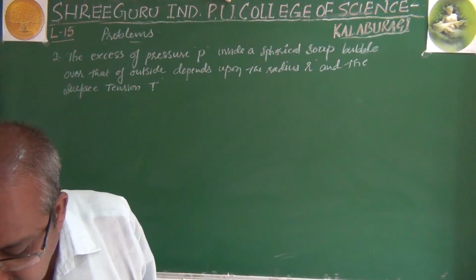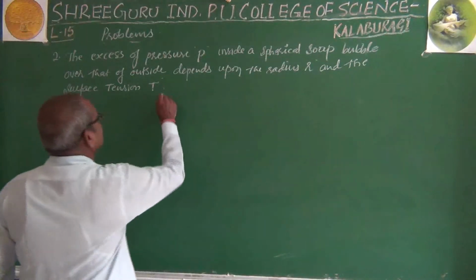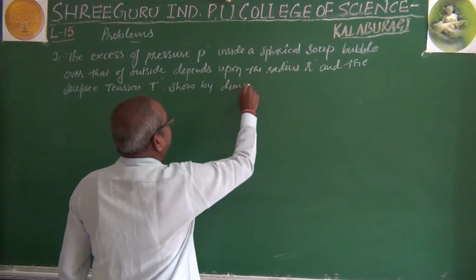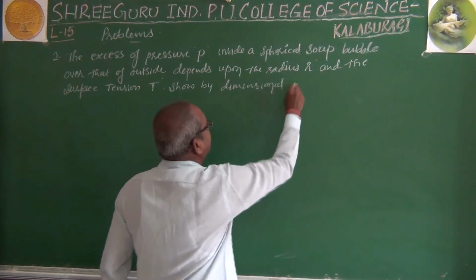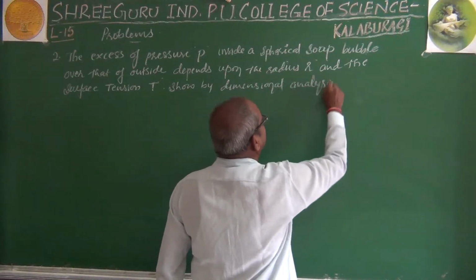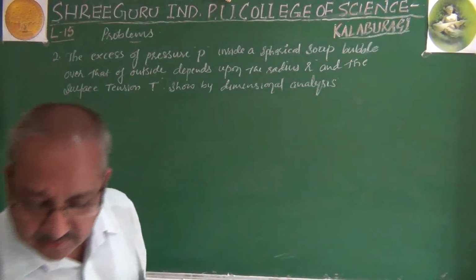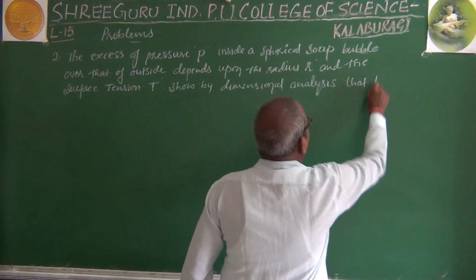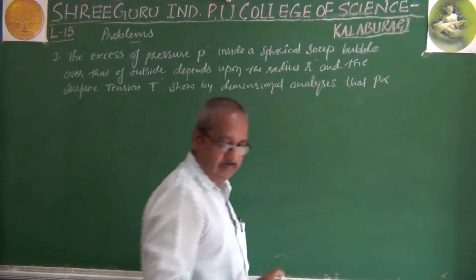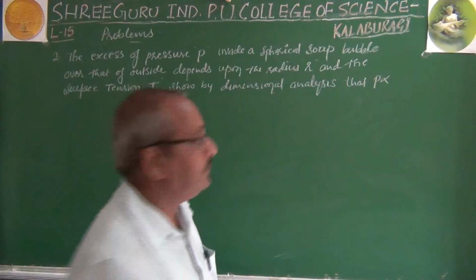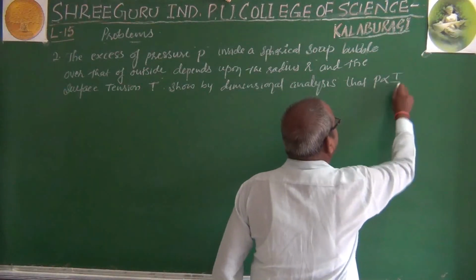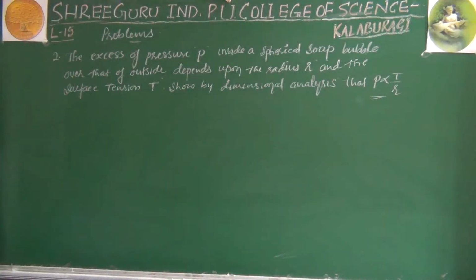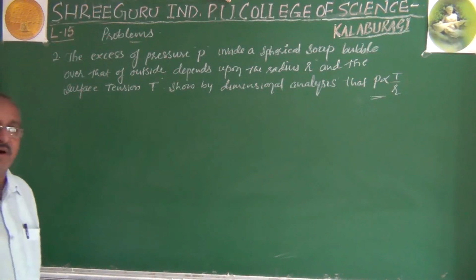Show by dimensional analysis that P is proportional to T divided by r. This we have to show by using the dimensional analysis, by using the dimensional formula.